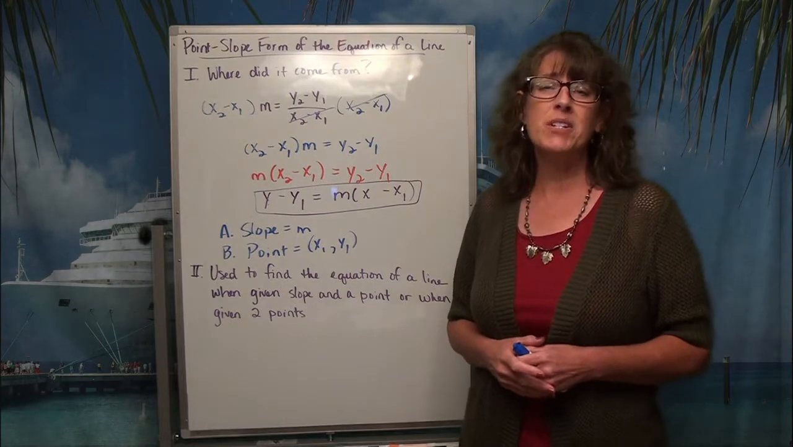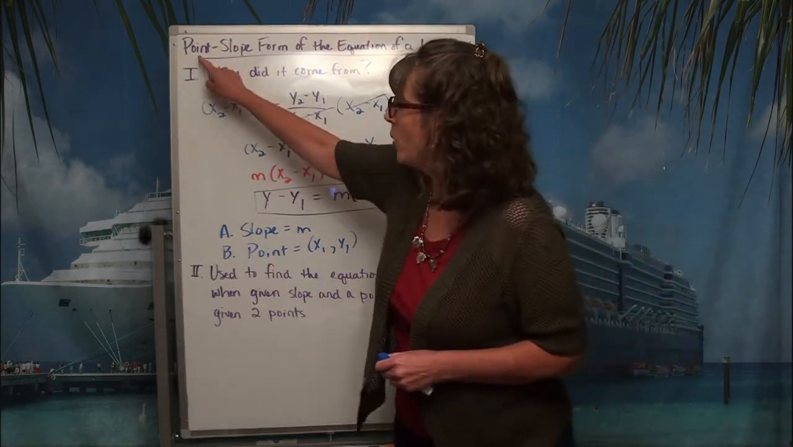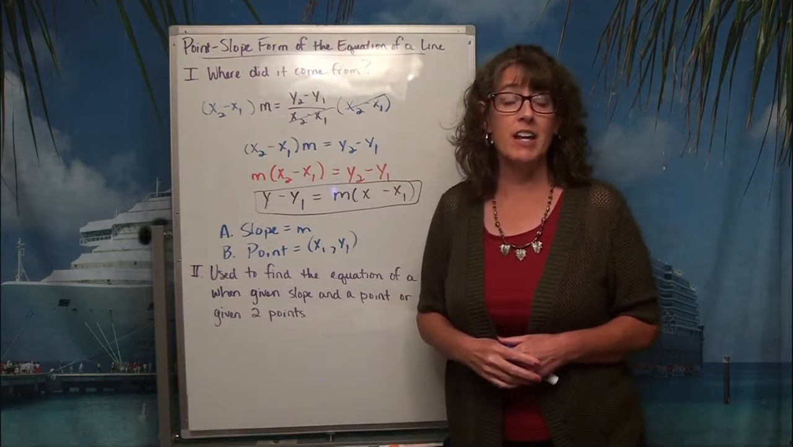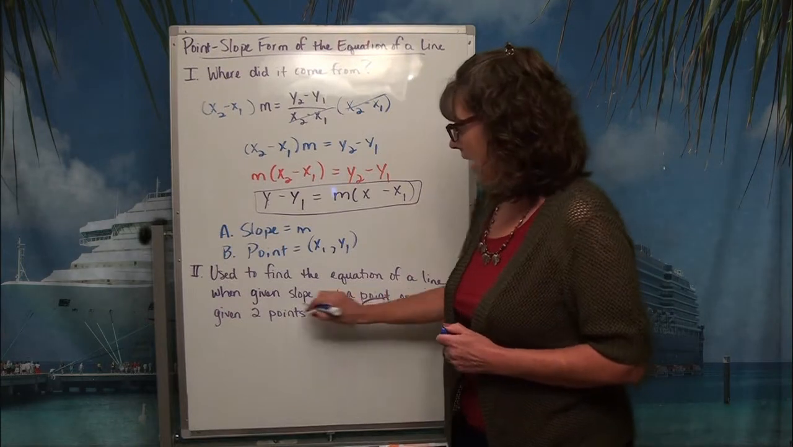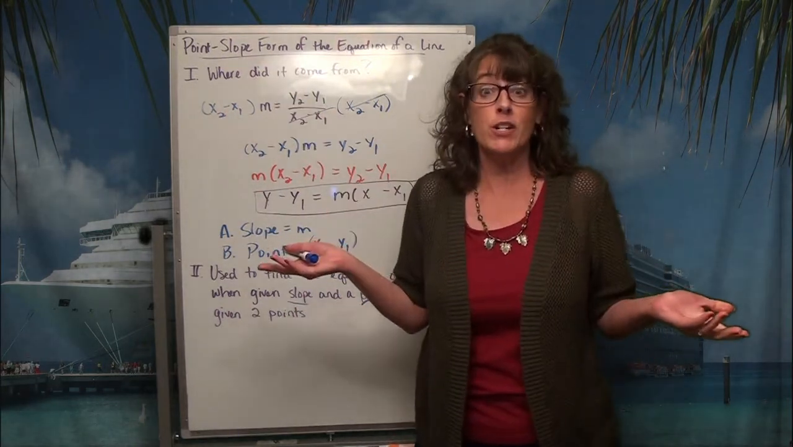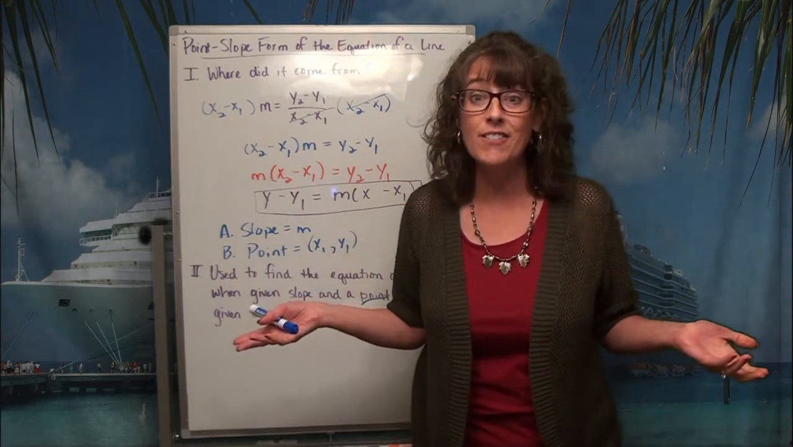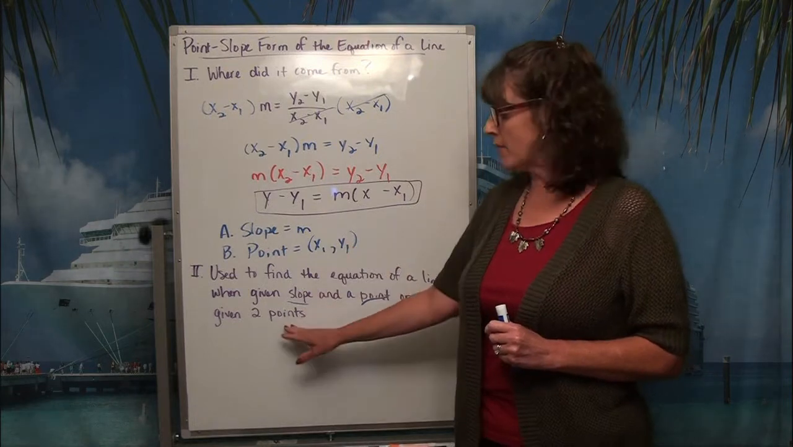And guys, mathematicians are not creative. We call it like we see it. So if it's called the point slope form of the equation of a line, then that means if you're given a point and a slope, plug it into the point slope form of the equation of a line. We're not creative, and that makes life easy. Or I can use this form when I'm given 2 points.